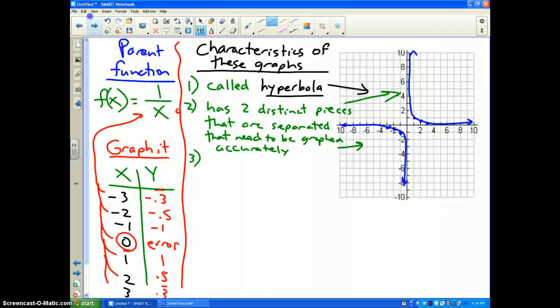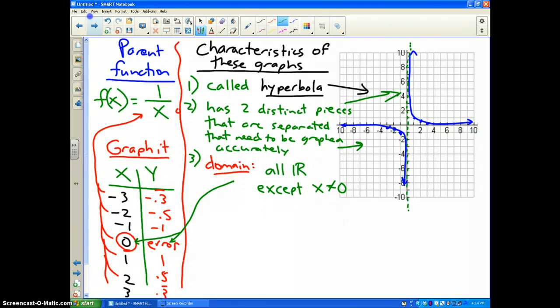Number 3, our favorite word, domain. What is the domain? For rational functions, the domain will be all real numbers except the number that causes it to err out. In this case, it errors out when x is 0. So in this case, x cannot be 0. Now, we've learned that word before. That would be called an asymptote. So the line x equals 0 is a vertical asymptote.